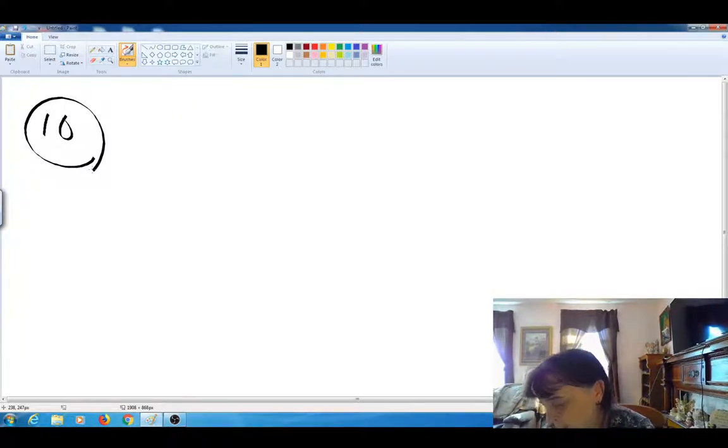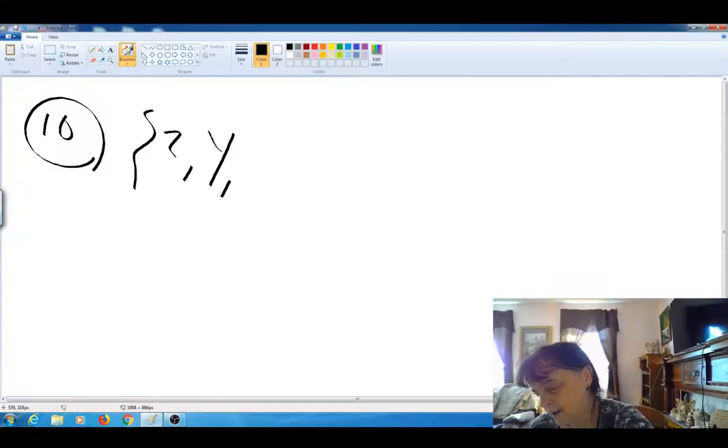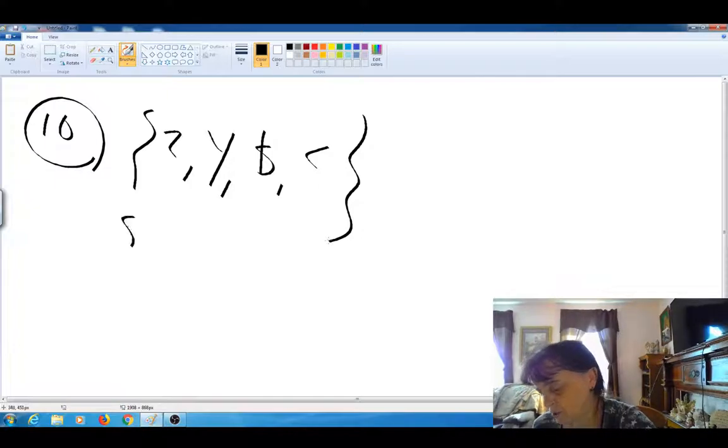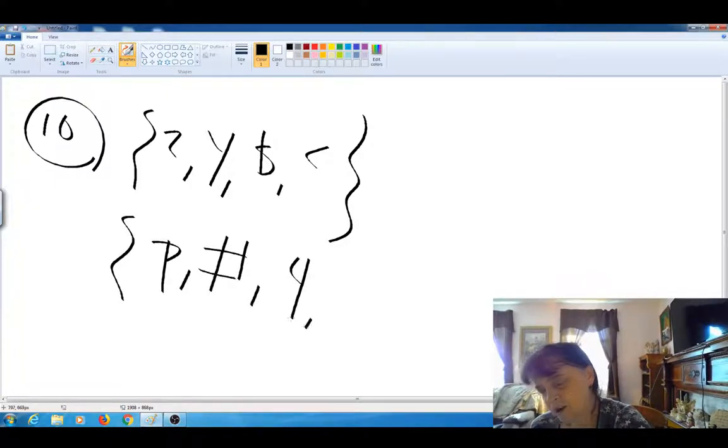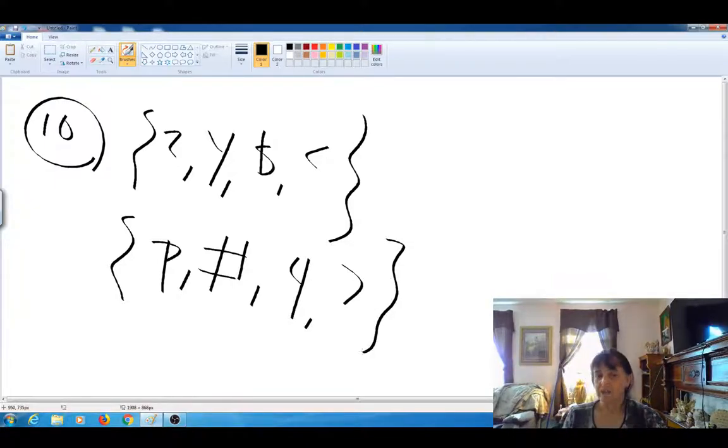Number 10 is 2y less than or equivalent to P, 4, greater than sign. Okay, both of them have 4 elements apiece, so yes, it is equivalent to.